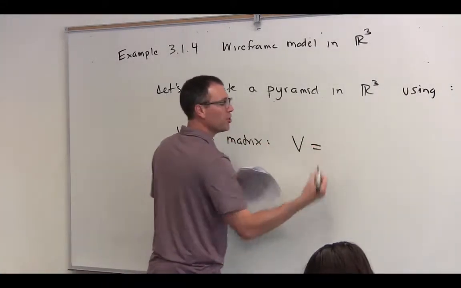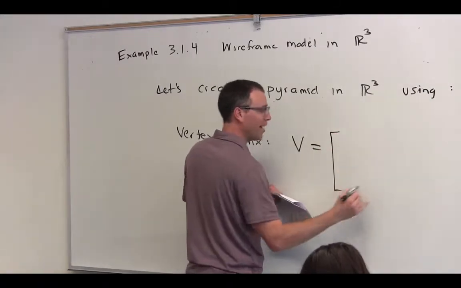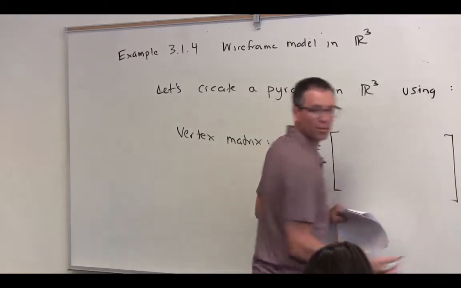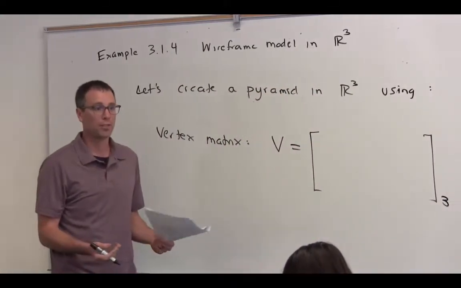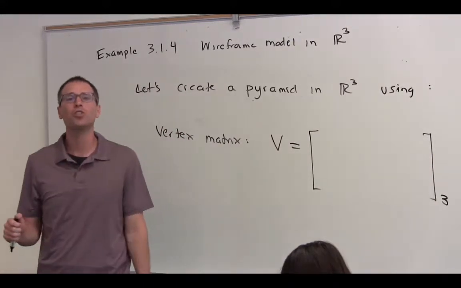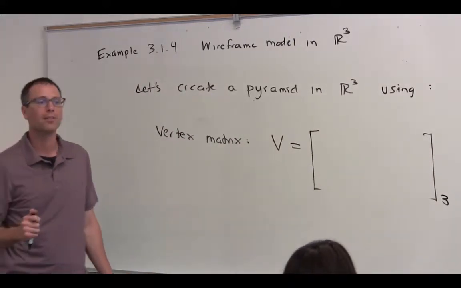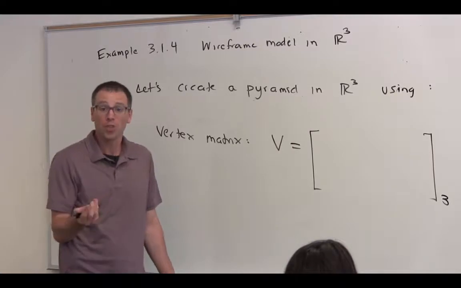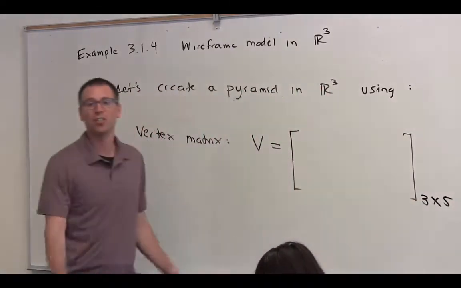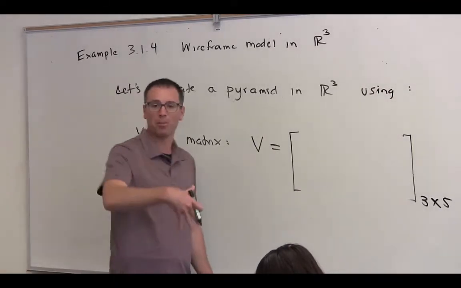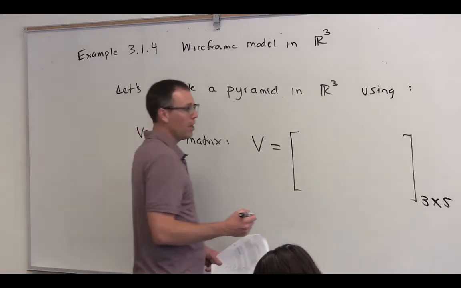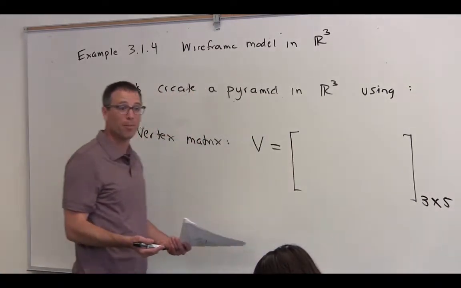And in this case, could you guess the number of rows that it's going to have? 3. Why would it have to have 3 rows? Because 3 coordinates for every single vertex. Could you guess the number of columns? And in this case, I want you to visualize a pyramid. You should have 5 columns. So guess what you just did? You just constructed the dimensions of a matrix based on the geometry that you know from your lived experience, right? Welcome to math modeling.